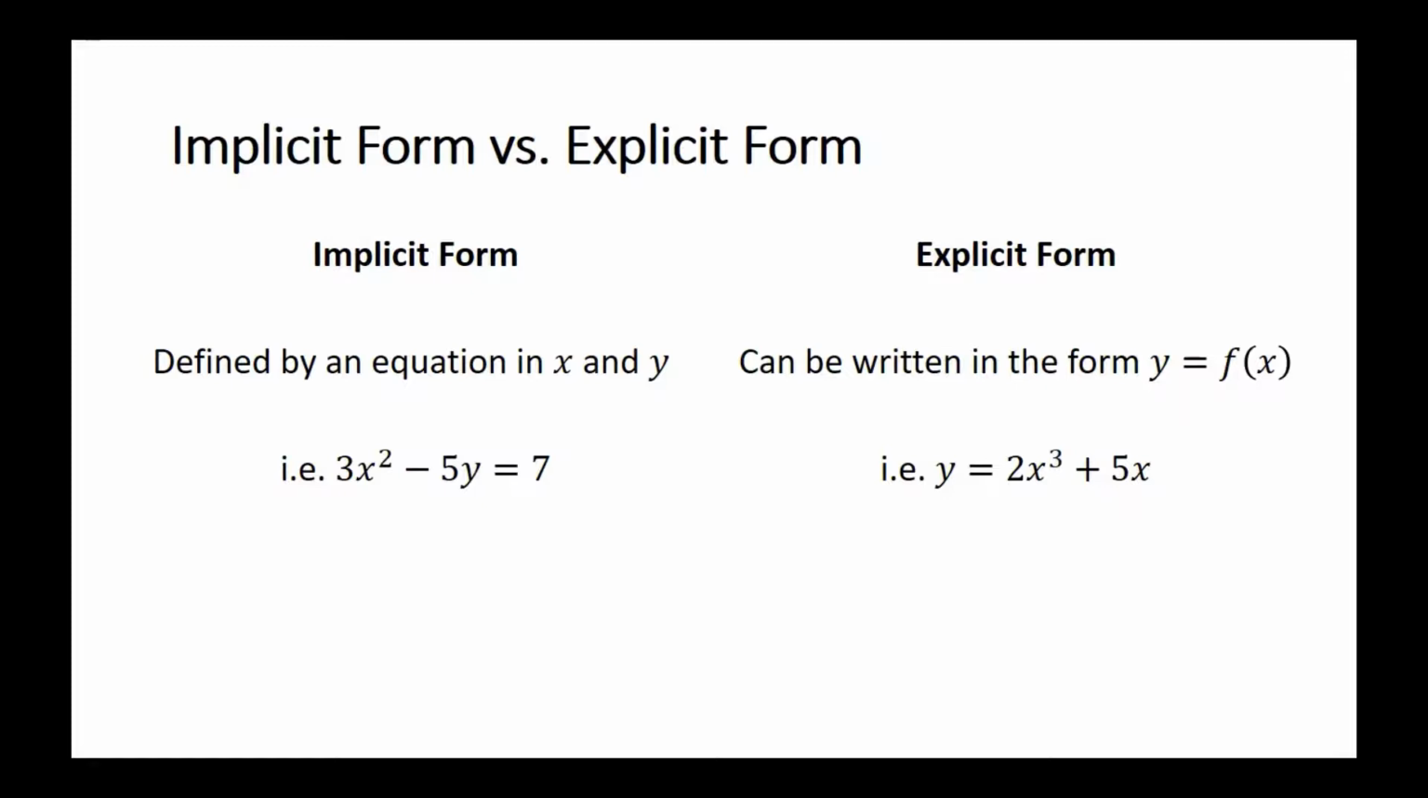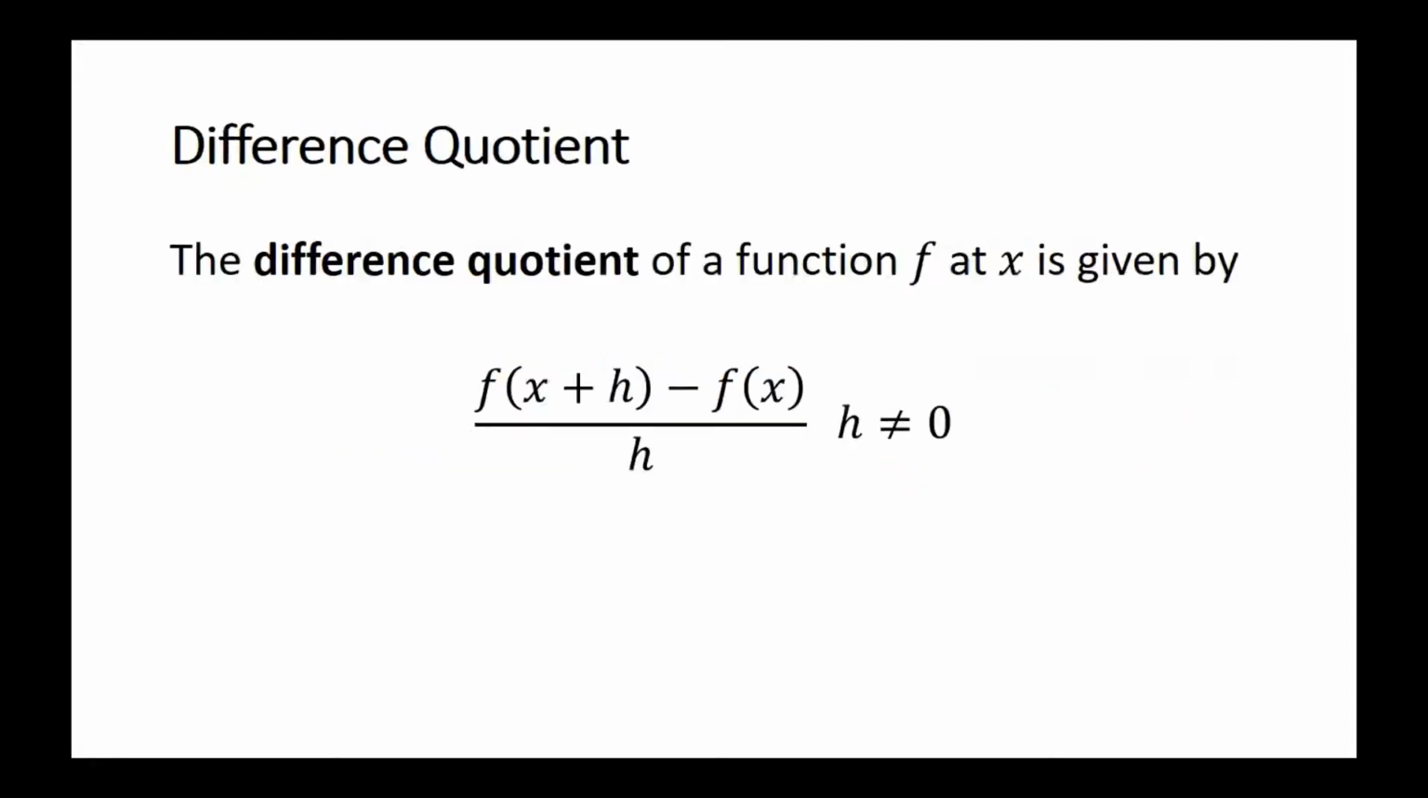So y is written in terms of x. Now the difference quotient of a function f at x is given by f of x plus h minus f of x over h, where h is not equal to 0. The difference quotient is basically saying, let's find the difference between 2 points on the function. F of x is the output of the function.